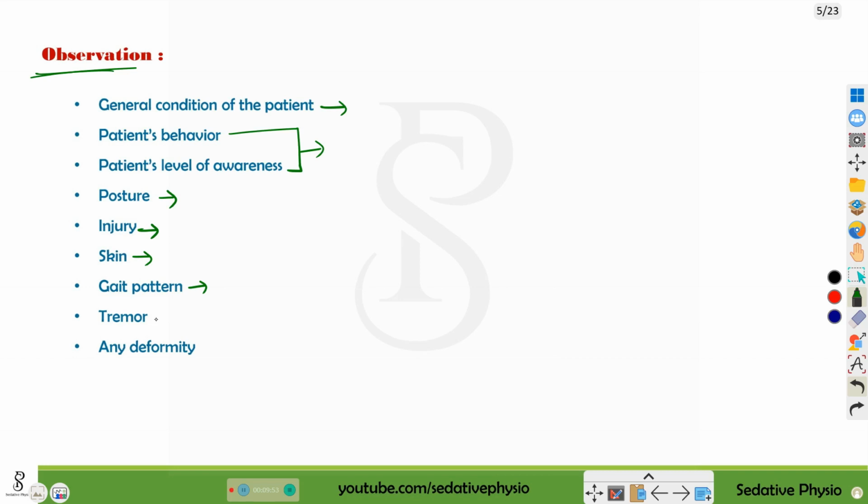Now, tremor. Tremor is one of the characteristic features of the patient of Parkinson. So we have to check for the tremor. Now in the tremor, we have to check for the intensity of the tremor. We have to check for the location of the tremor.